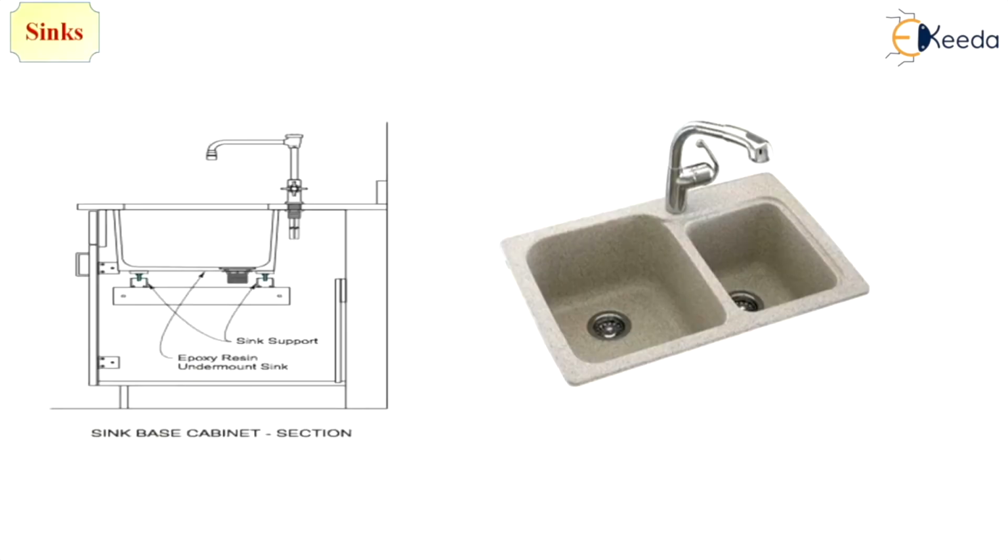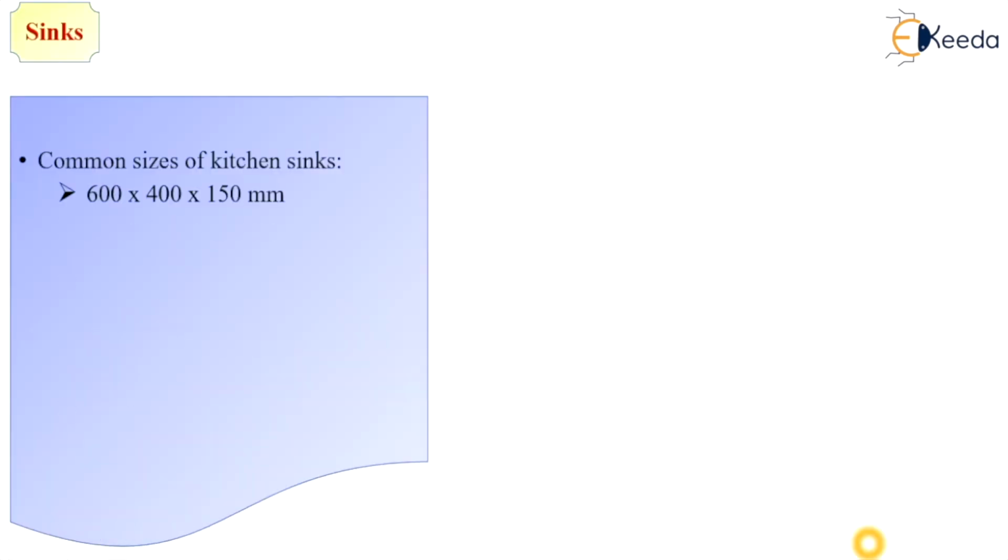So this is the diagram of sinks that we usually use in our kitchen. Common sizes available for kitchen sinks are 600 by 400 by 150 mm, 600 by 450 by 250 mm and 750 by 450 by 250 mm. The first number represents length, the second width and the third depth.